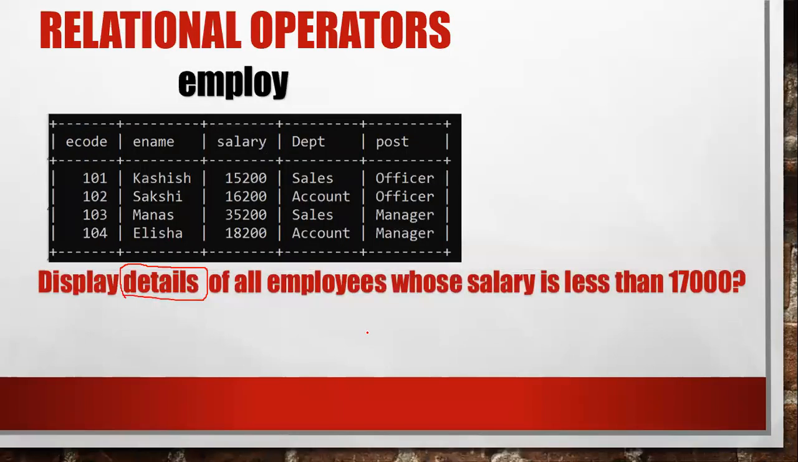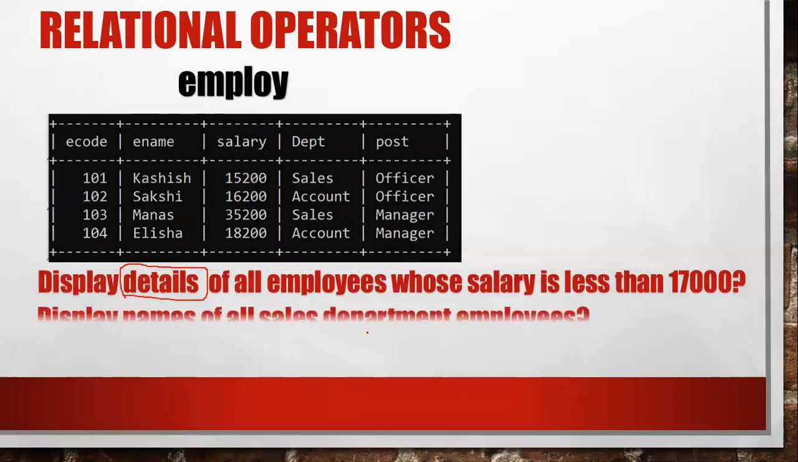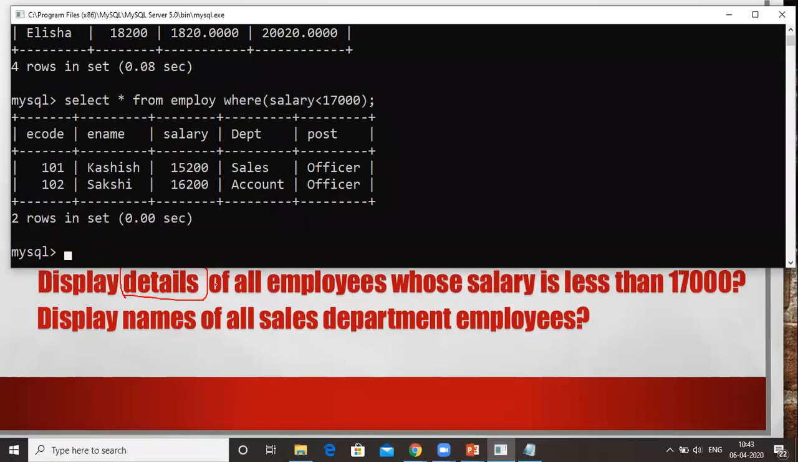Now the next is display names of all sales department employees. In this case you can see that it is written display, so obviously we write select, but after that it is not written details, they have written display names. So obviously we have to use this ename field. So we have written ename, then from employee.